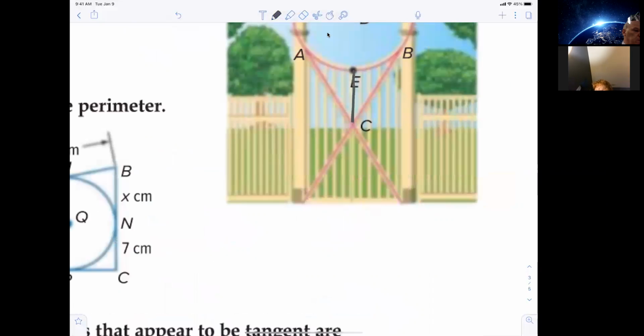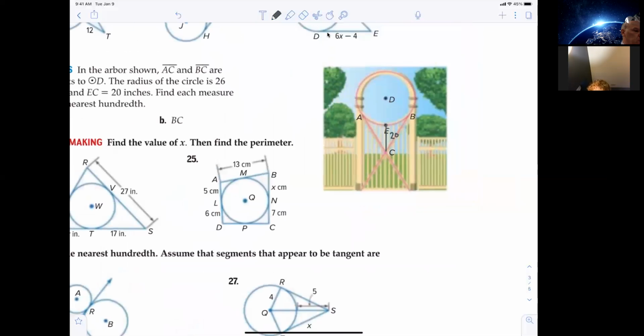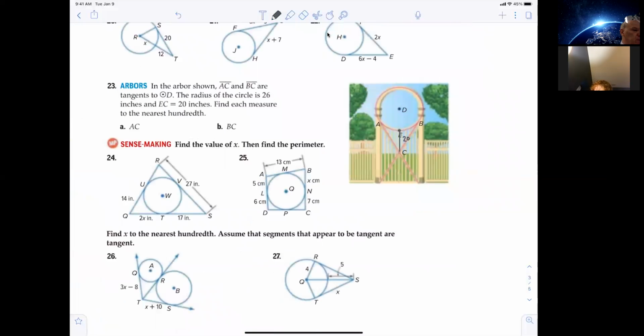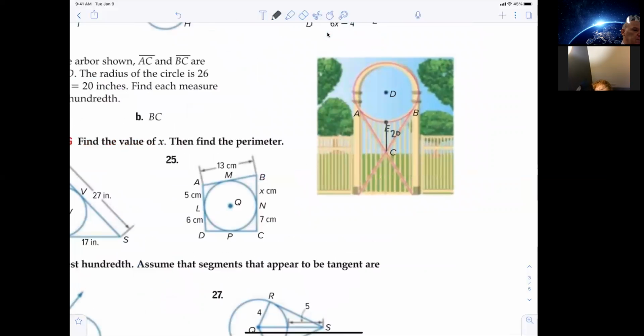What did it say EC was? 20? I'm gonna put a 20 there. And the radius of the circle is 26. Now, the thing is, on most standardized tests, they leave this out. So I would go ahead and just draw that in. The point of tangency is important because it forms a what? Right angle. Yeah, it forms a right angle.